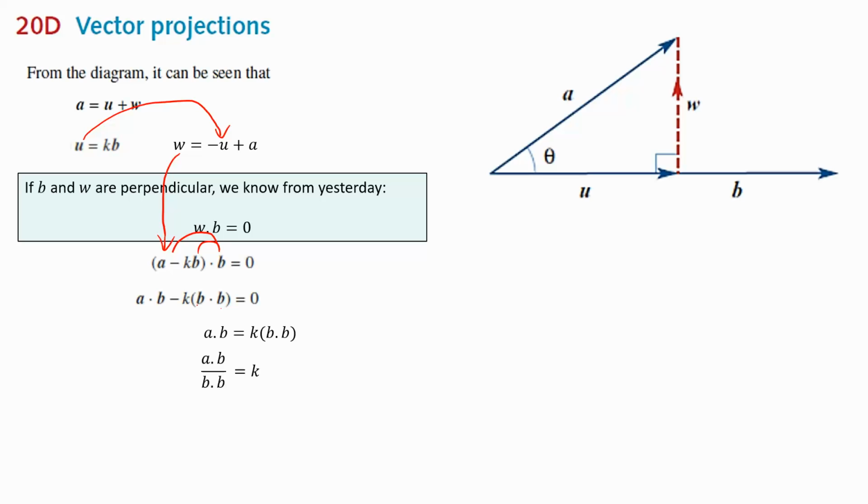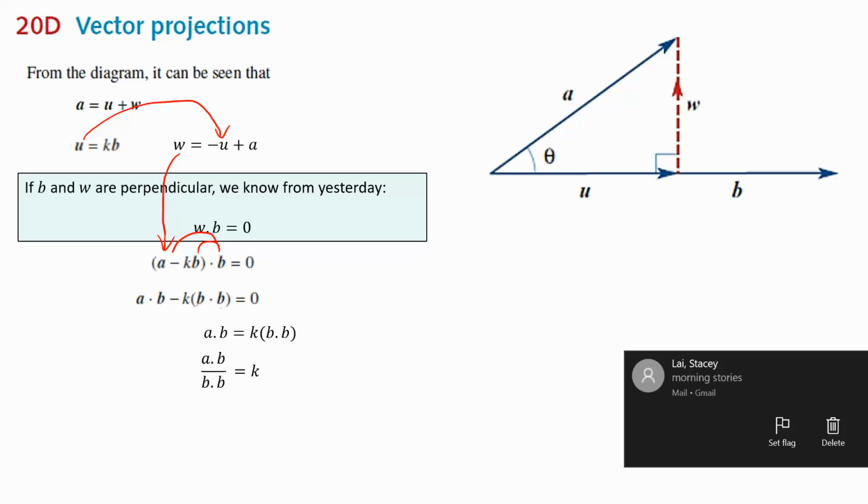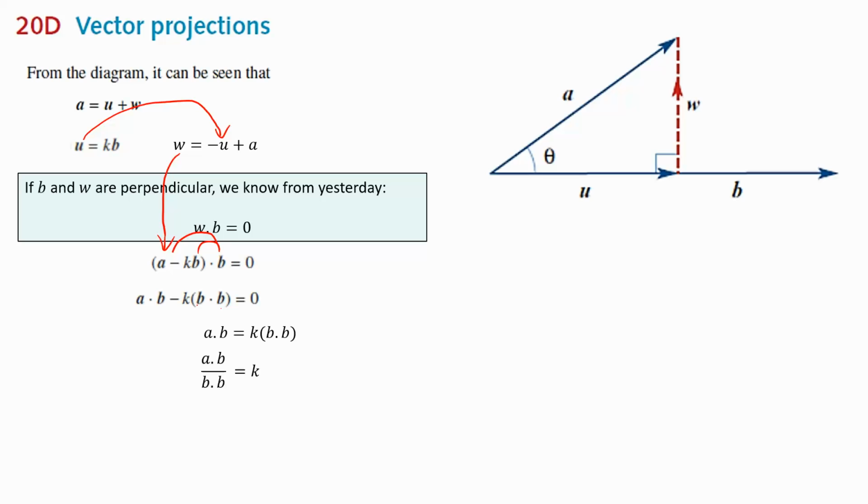Now I finally found K. Now K is all in terms of A dot B. A dot B over B dot B gives you K. And so that means now I know what U is, because according to U, it was K times B. This is nice because now, if I have a vector A and a vector B, and I want to know what the equation of the vector U is, I can find that now. And that will tell me the horizontal component of A.